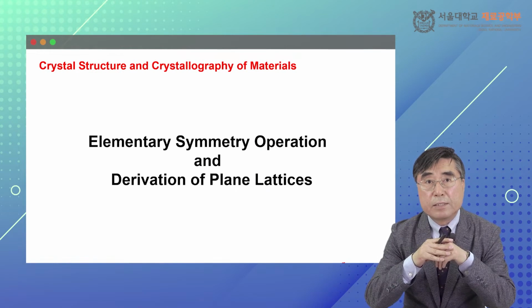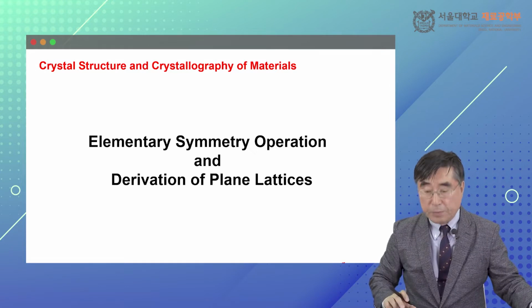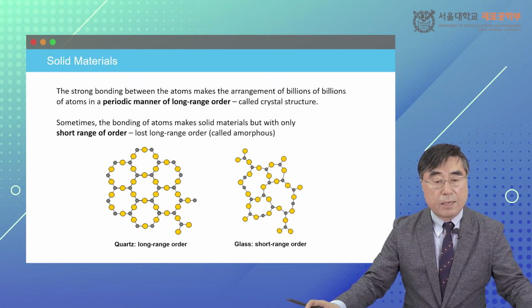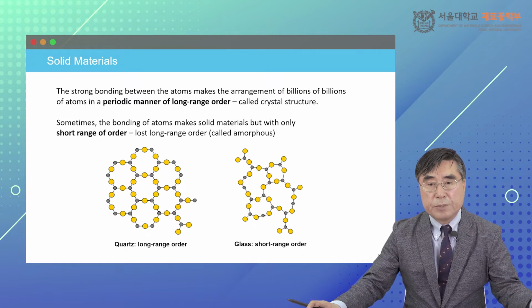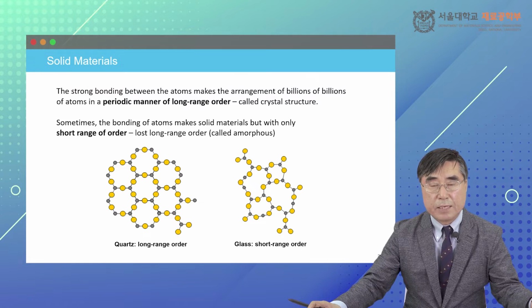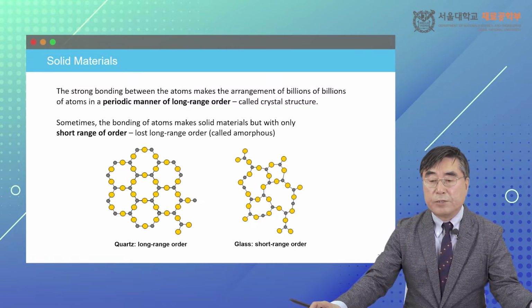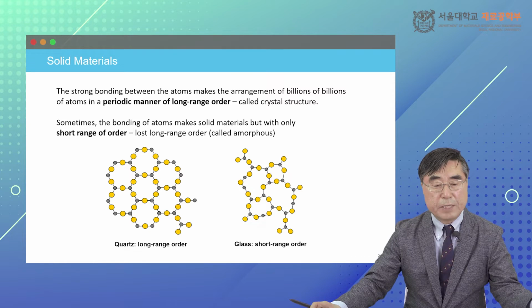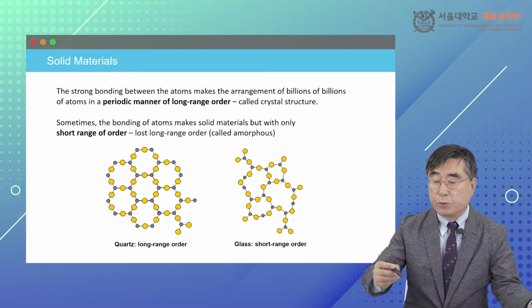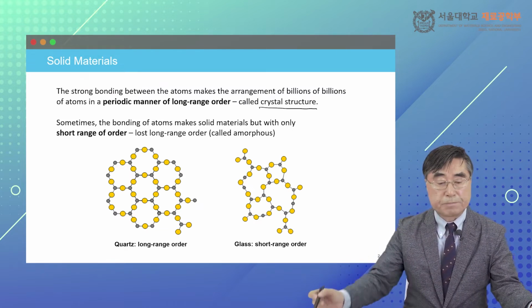Now I will discuss elementary symmetry operations and the derivation of plane lattices. We know that atoms make bonds. Atoms make strong bonds like metallic, ionic, and covalent bonds. And this strong bonding between atoms makes the arrangement of billions of atoms in a periodic manner with long-range orderliness. And this is what we call crystal structure.